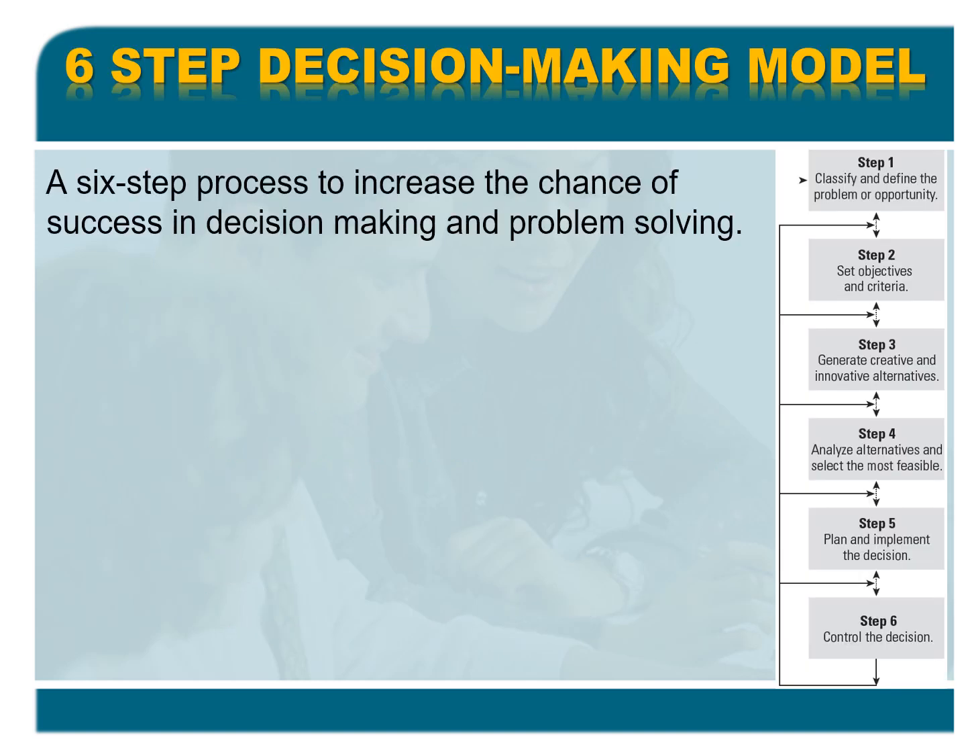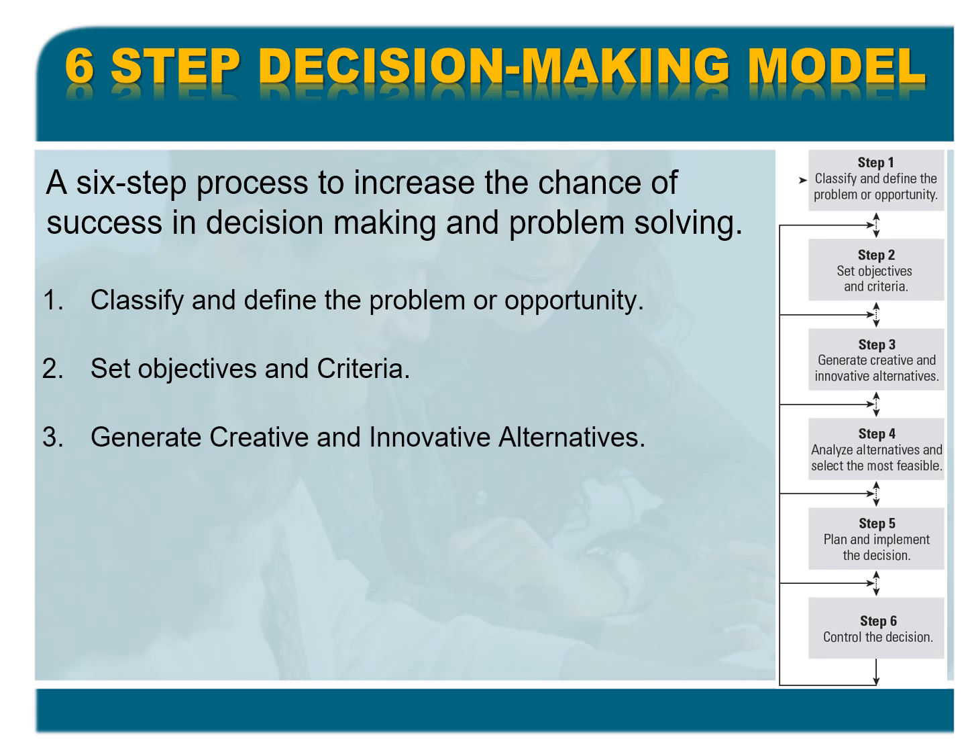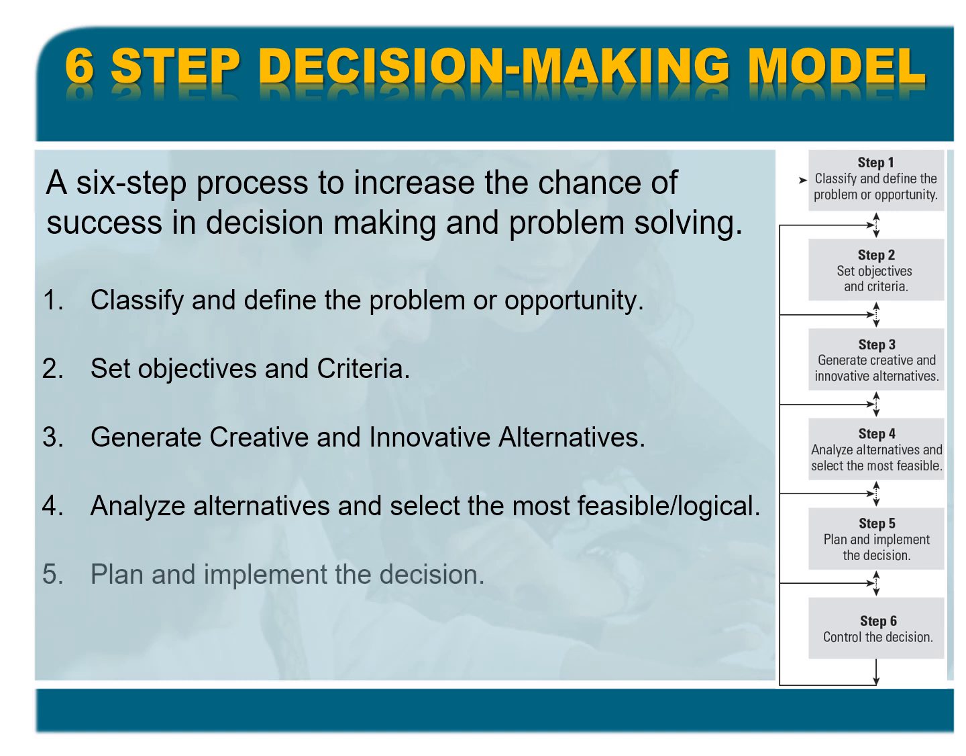6-step decision-making process. Classify and define the problem or opportunity, set objectives and criteria, generate creative and innovative alternatives, analyze the alternatives and select the one most logical, and plan and implement the decision. And then control it, follow up.